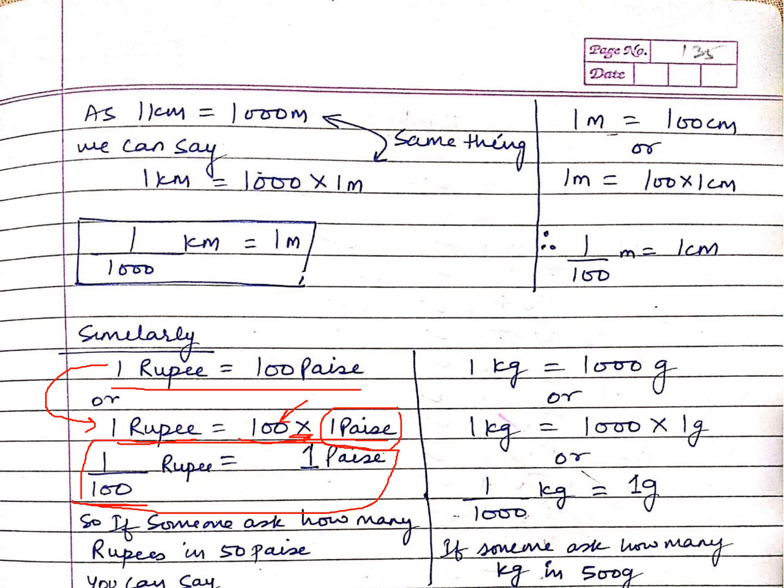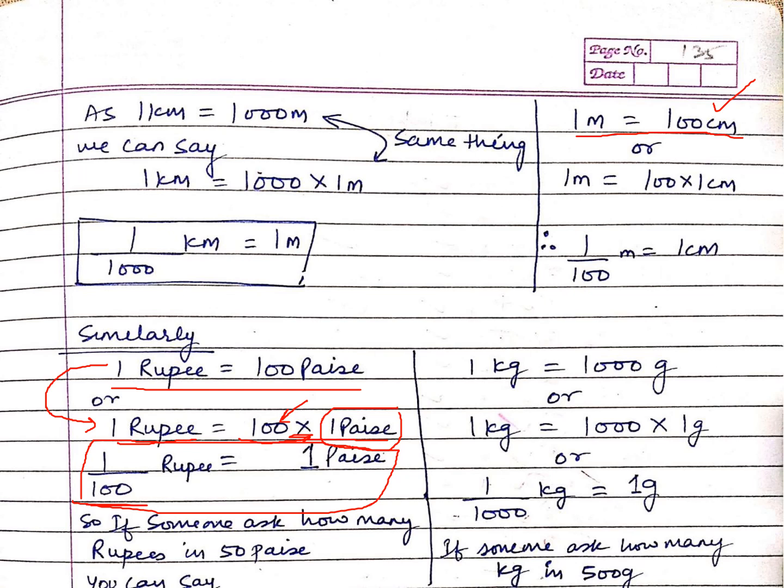Try to accept it, then it will be easy for you to understand. Okay. Now, one more example for you. 1 meter is equal to 100 centimeters. I know all of you know this thing. If I ask you 1 meter has how many centimeters, you can say very easily, sir, 100 centimeters.